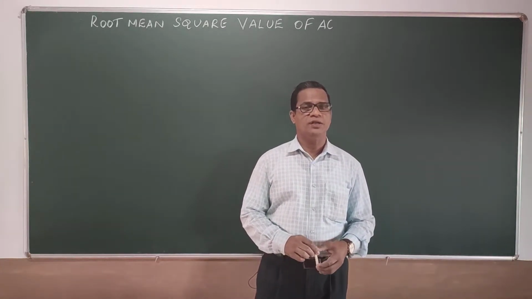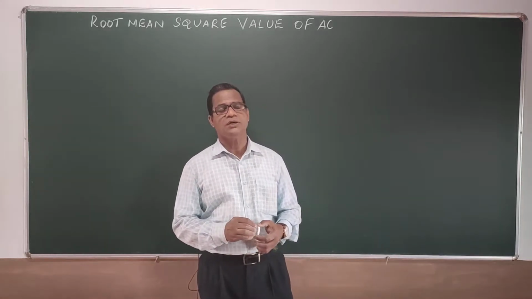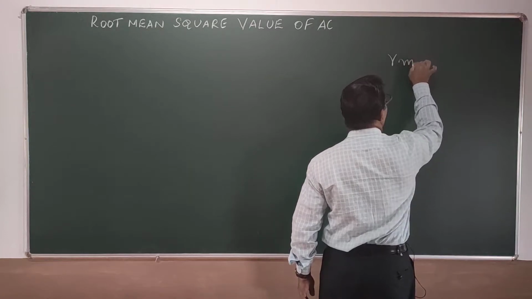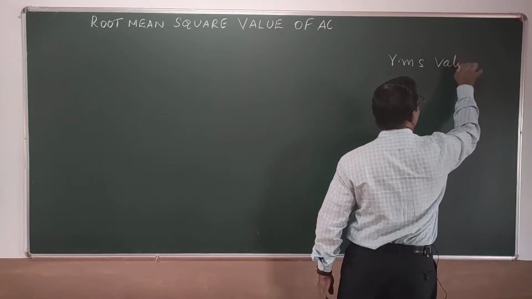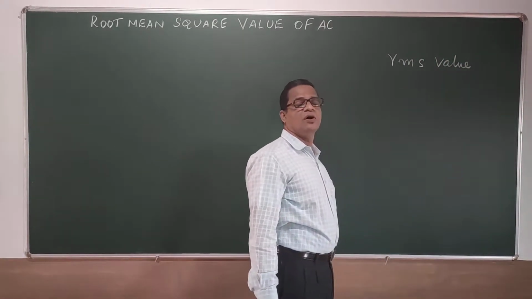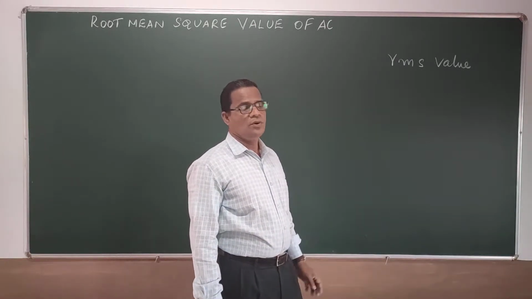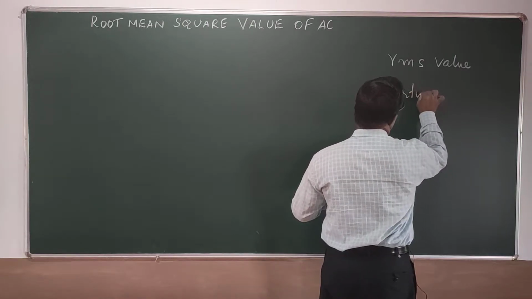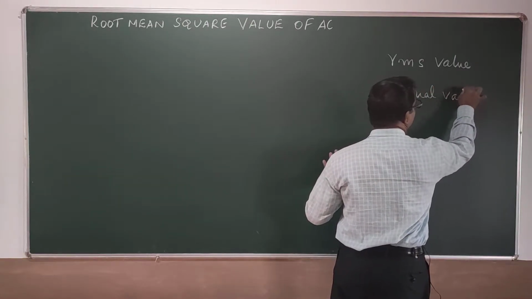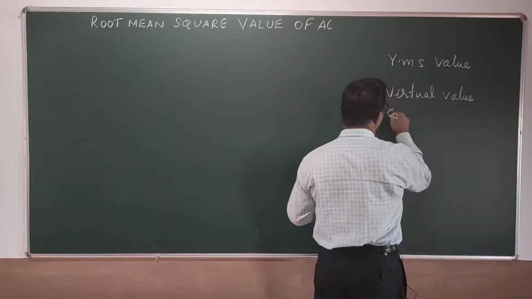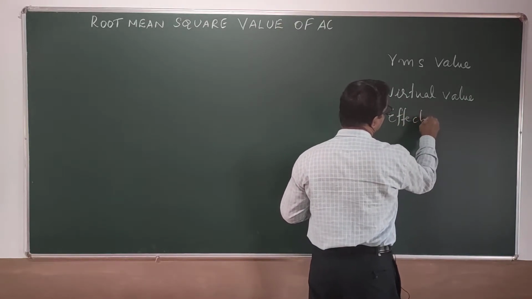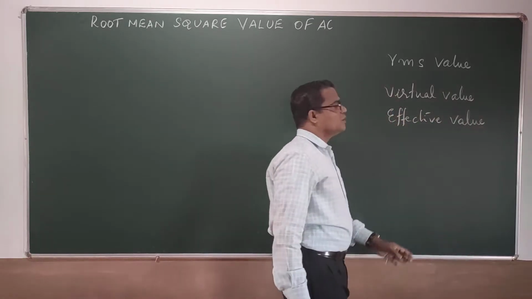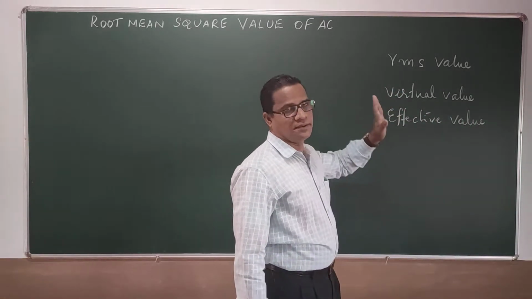Root mean square value of AC, in short, RMS value. The RMS value of alternating current is also known as virtual value or effective value. All these three are the same.